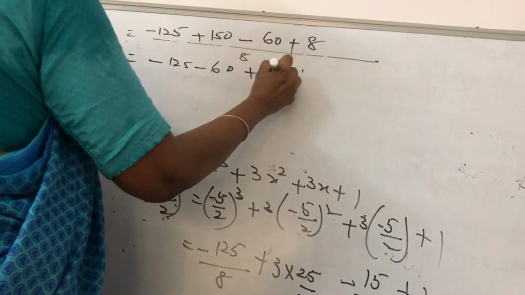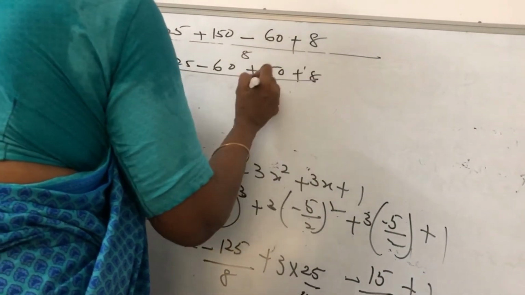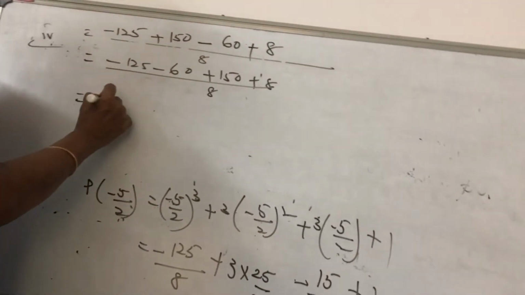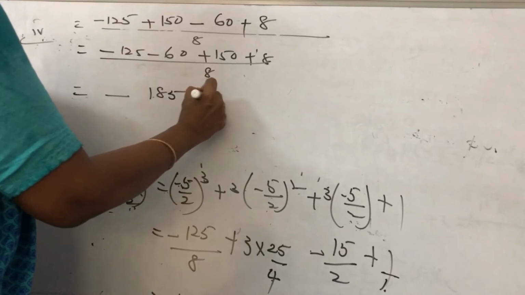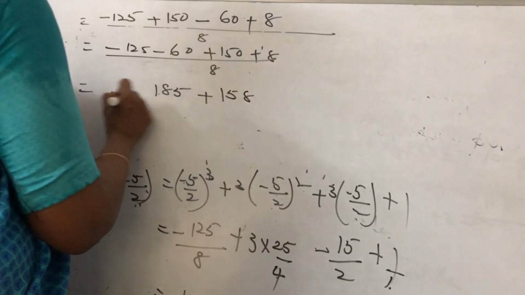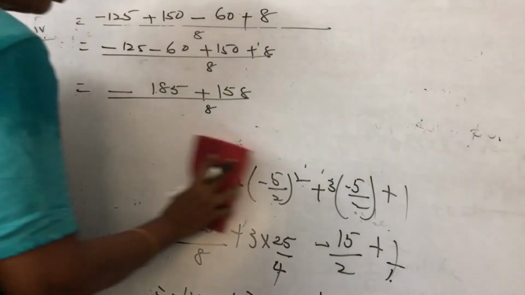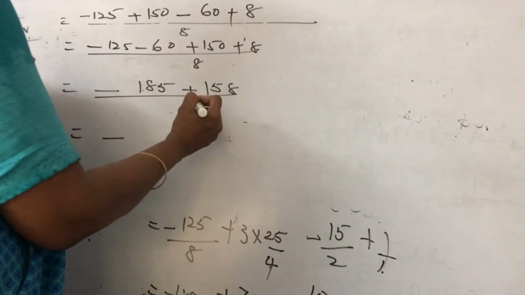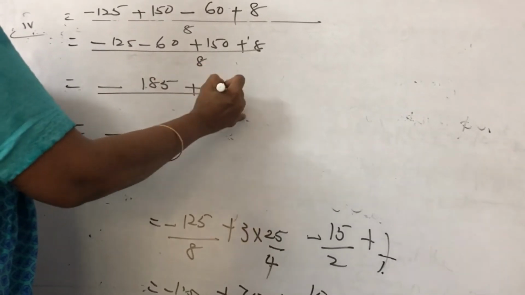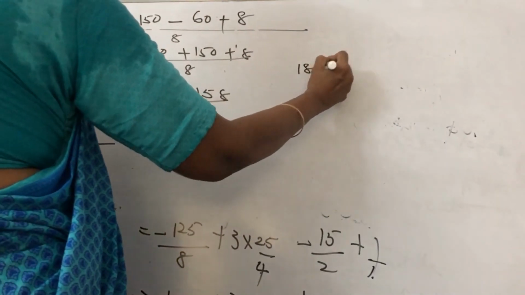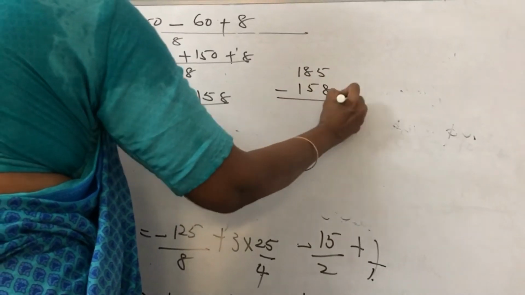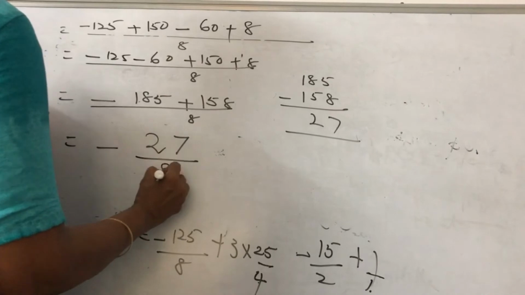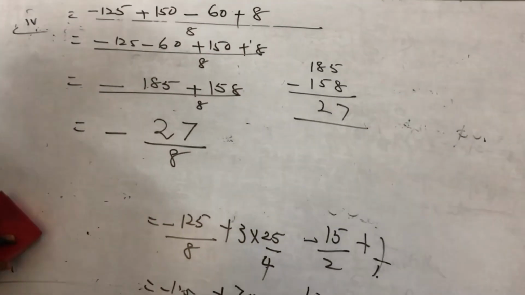Addition, children. All of you know what is grouping? Positive numbers together, negative numbers together. Minus 185 plus 158 divided by 8. One term positive, one term negative, subtract and put the sign of the greater number. 185 minus 158. 7 take away 5, 2. Your answer is minus 27 by 8.